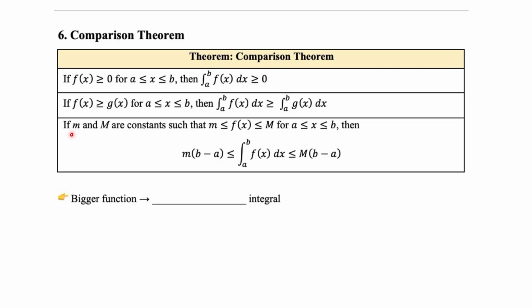If small m and big M are constants, such that small m is less than or equal to f of x is less than or equal to big M on a closed interval from a to b, then small m times b minus a is less than or equal to the definite integral from a to b of f of x, which is less than or equal to big M times b minus a. This tells us the integral is trapped in between two values. So the integral behaves like the size of the function. Bigger function implies bigger integral.